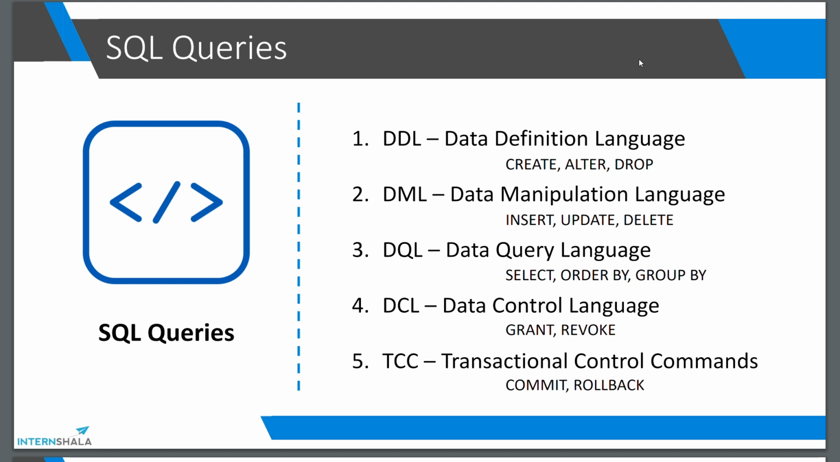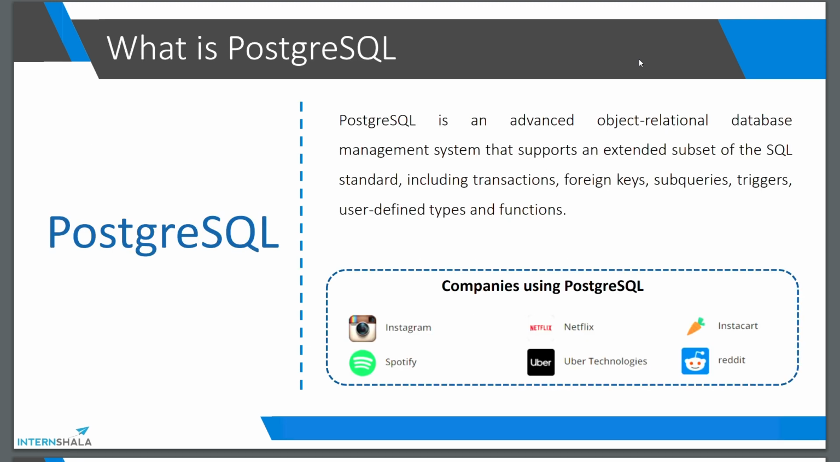Now the third one is Data Query Language. Here we select, order by, group by. We use these commands in this data query language, DQL. The fourth one is DCL, data control language. Here we use commands like grant, revoke, all these things. And the fifth one is TCC, transactional control commands. These are the 5 types of SQL queries: DDL, DML, DQL, DCL, TCC.